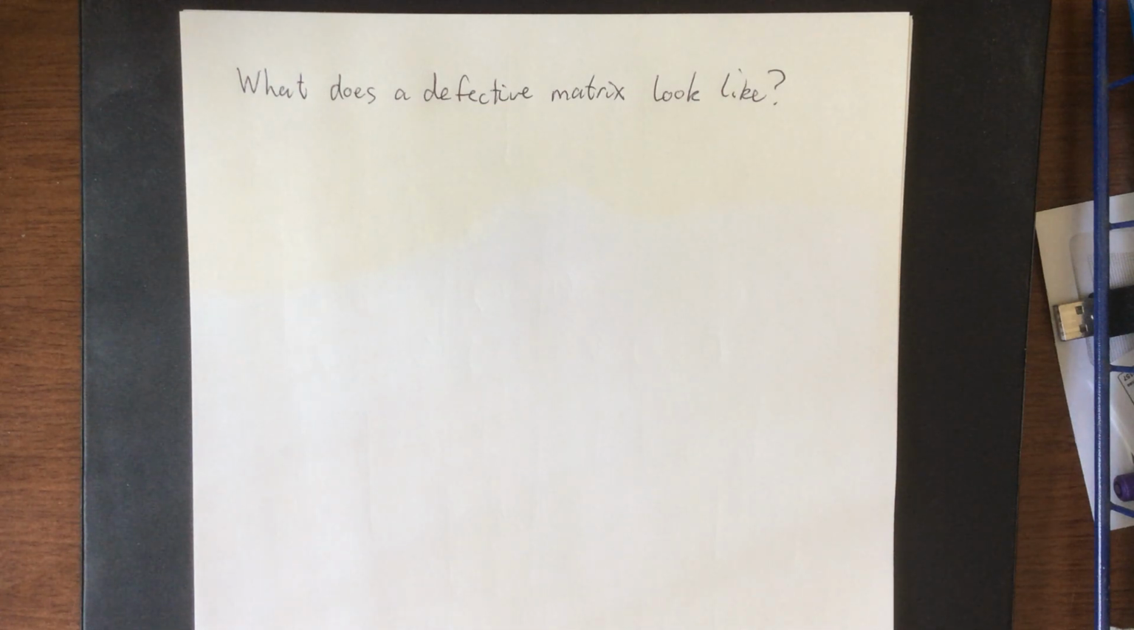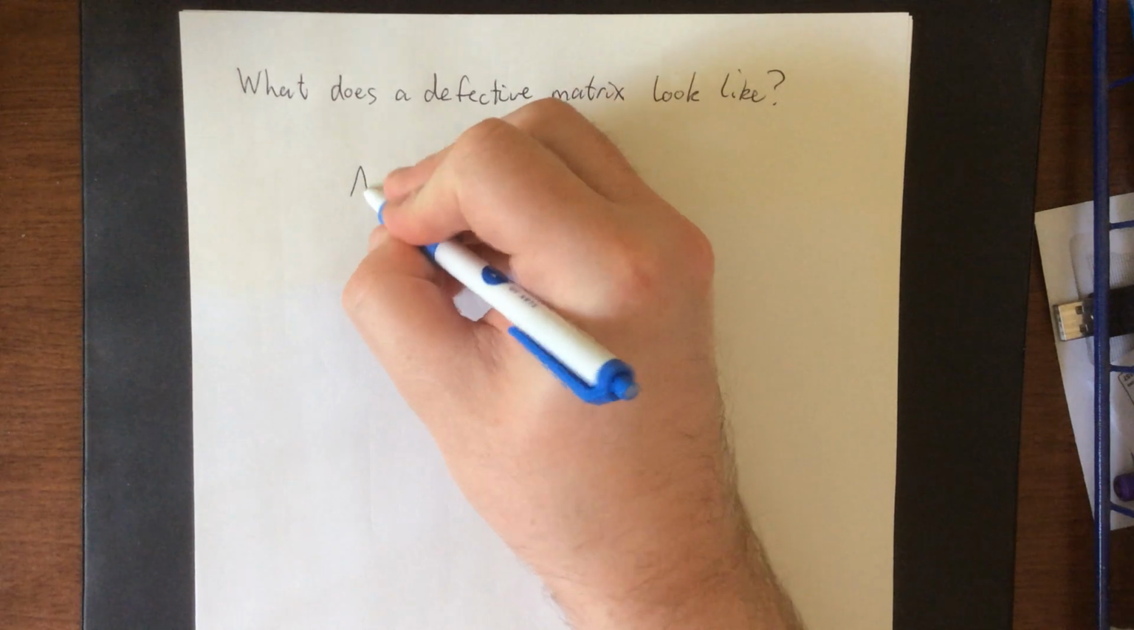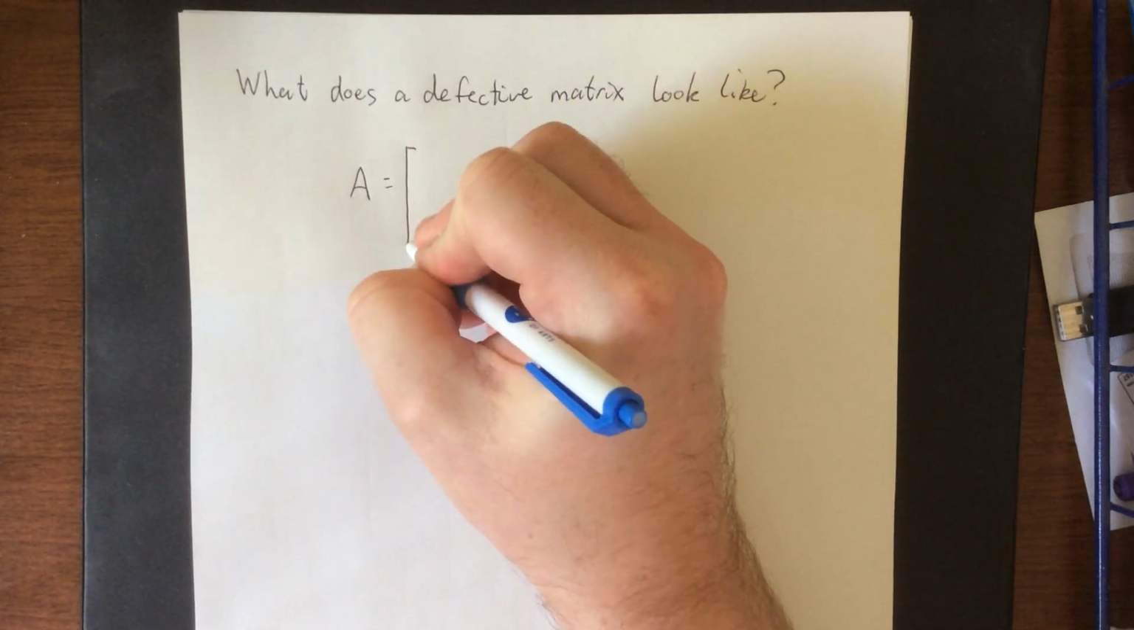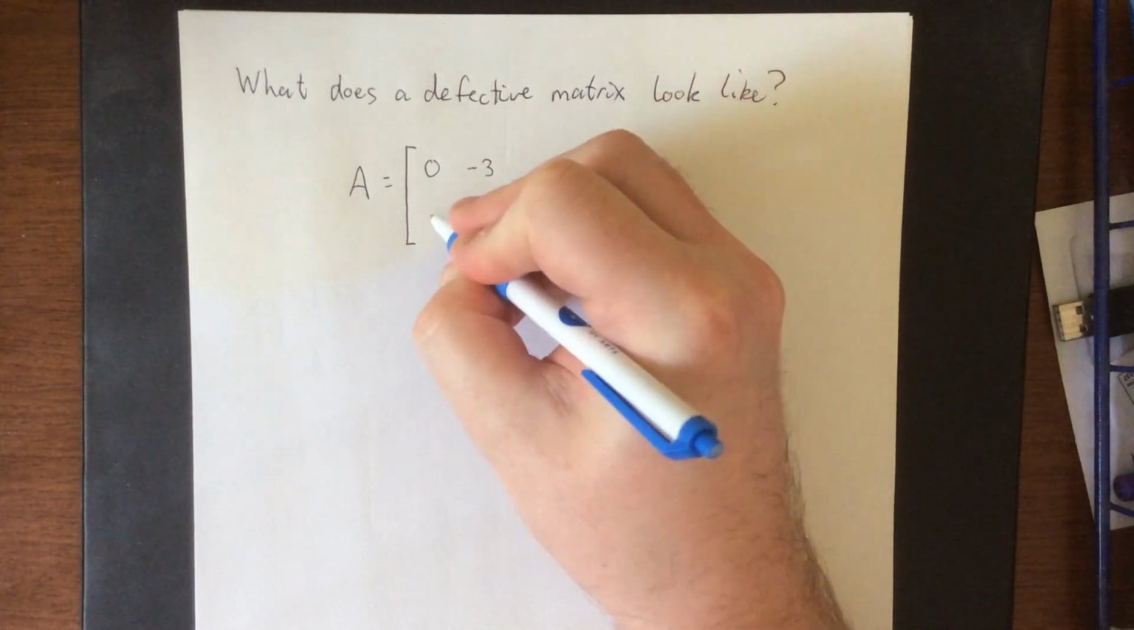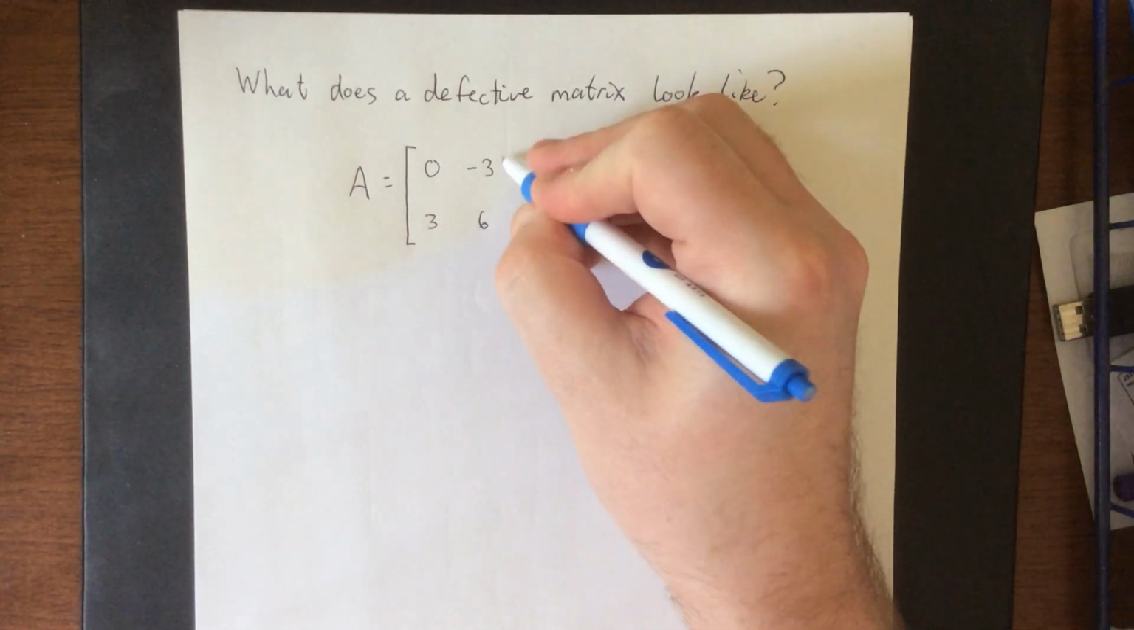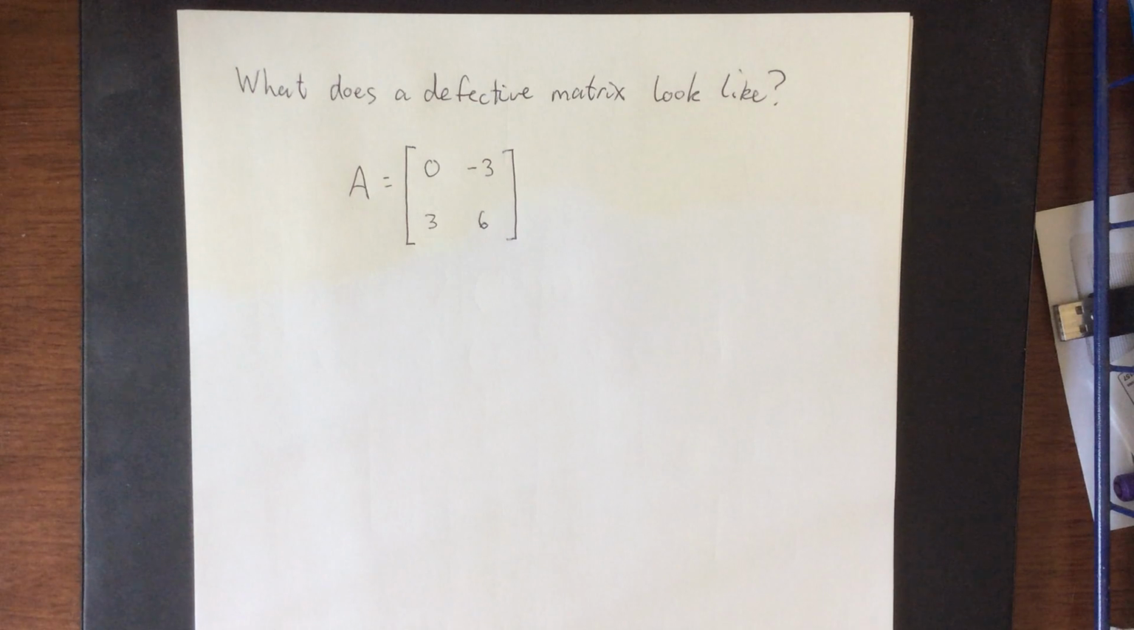Now that we've seen a couple of examples of non-defective matrices, let's pose the question, what then would a defective matrix look like? Here's an example of a defective matrix, and we are going to prove why it is defective. Here is [0, -3; 3, 6]. Now on the surface, you might not be able to tell right away that this would represent a defective matrix.